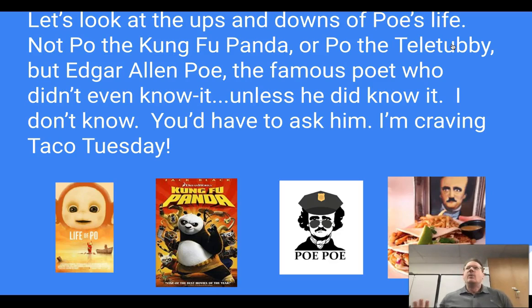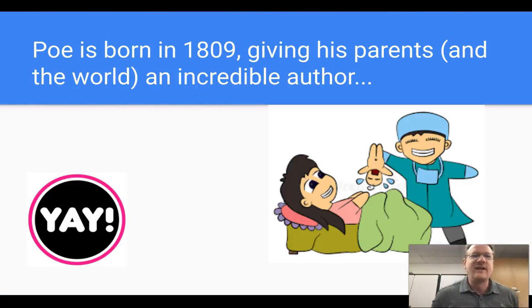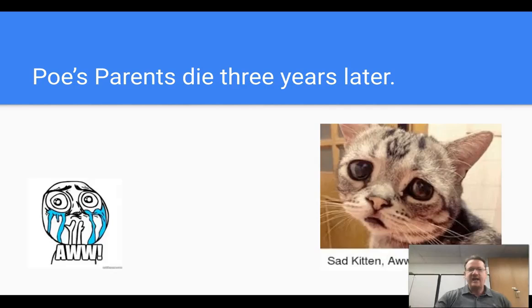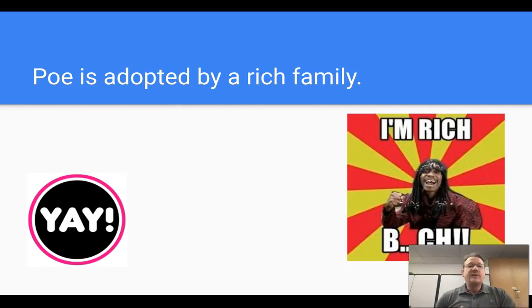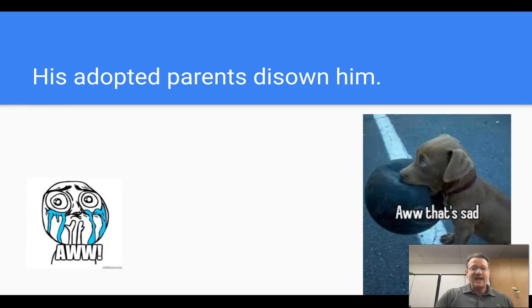I say when I share something positive about Poe's life, the audience all together say yay, and when I show something negative, all together say aww. So here it is. We'll do the quick version of it. So I'll tell the class, all right, Poe was born in 1809, giving his parents and the world an incredible author. Yay! Poe's parents die 3 years later. Aww. Poe's adopted by a rich family. Yay! His adopted parents disown him.